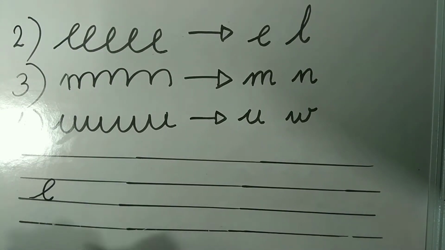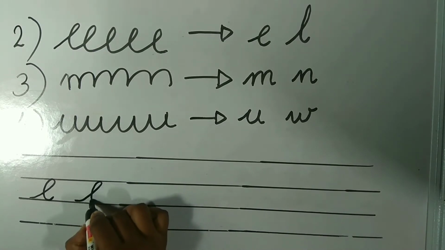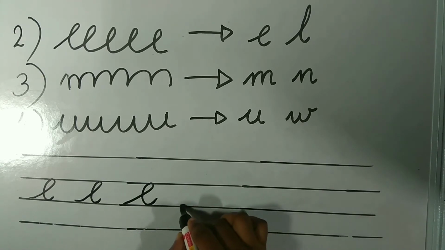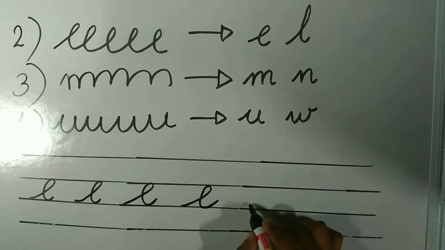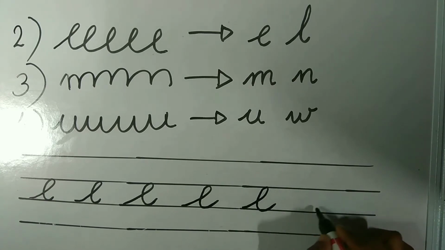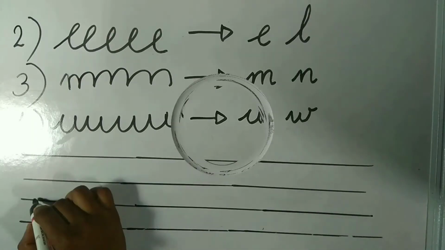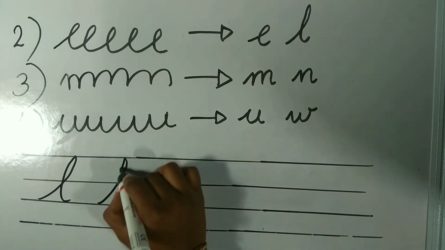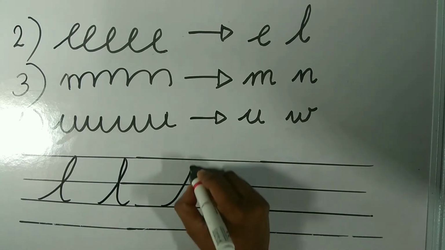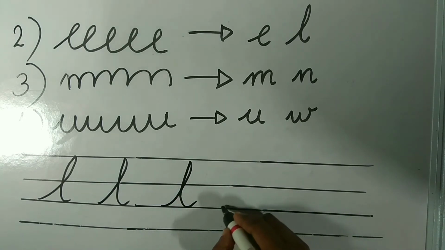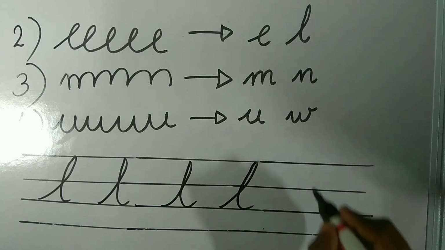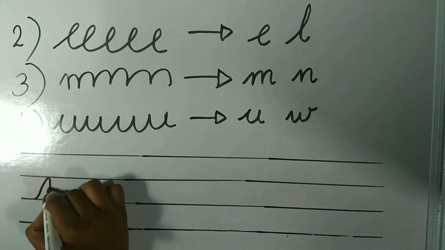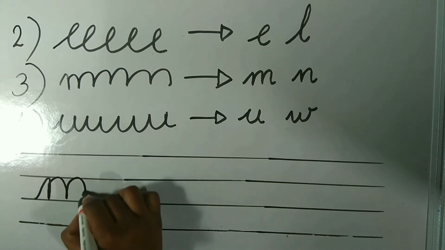Then the next letter. We can make 2 letters from the second pattern, which are E and L. Yes, E. First I wrote the E. Look at how we can write it. Okay, second one, L. E we wrote in between 2 lines. Then L we have to write in between 3 lines. Start from the second line, go to the top, then come down. L. Next one is the third pattern.